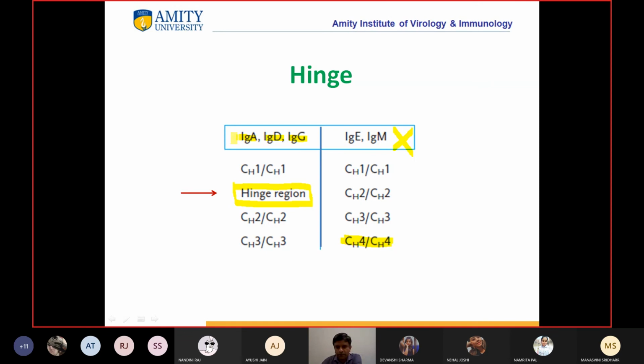Hinge region is only present in IgA, IgD, and IgG, and therefore their constant region domain length is 330 amino acids in this case, because this is one domain, two domain, and three domain, right? So 330, and in this case it would be 1, 2, 3, and 4, so 440 amino acids.